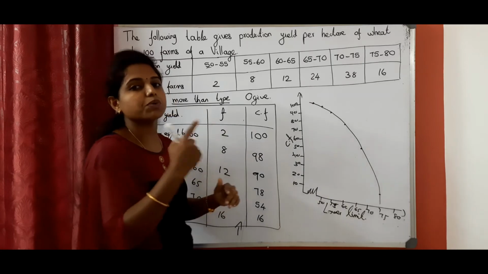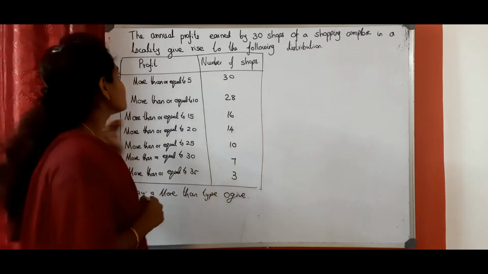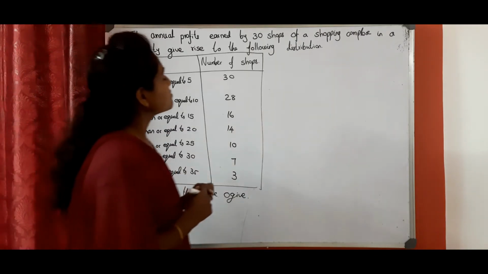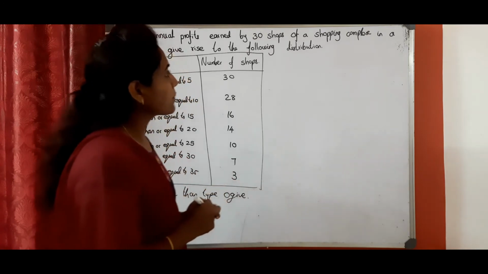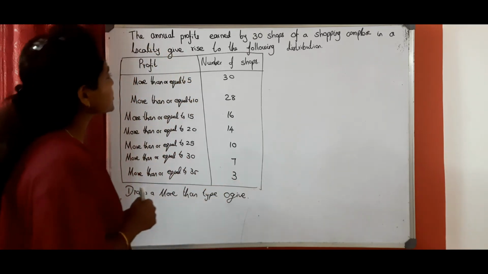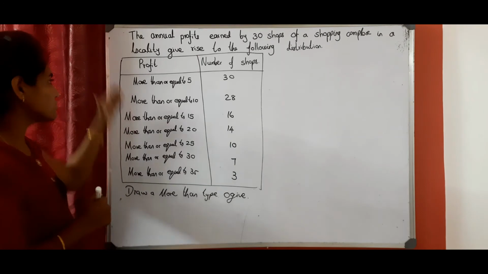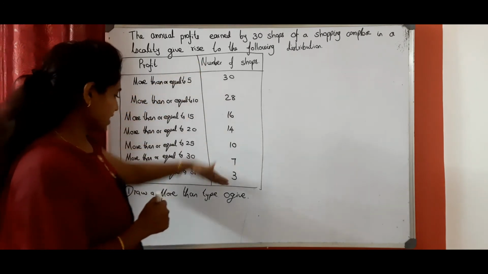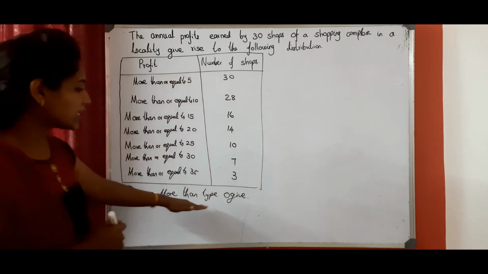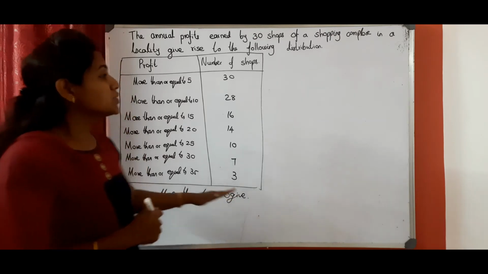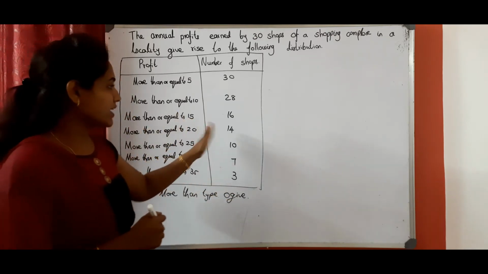Now we will see one more problem. Okay, let's see the next problem. The annual profits earned by 30 shops of a shopping complex in a locality give rise to the following distribution. So profit and number of shops they have given. So we should draw a more than type ogive, right? So what is the difference between the previous one and this question?